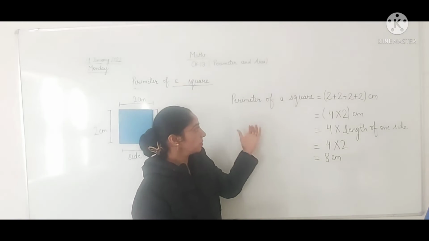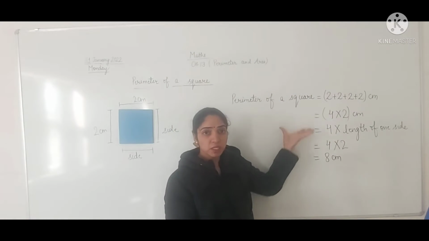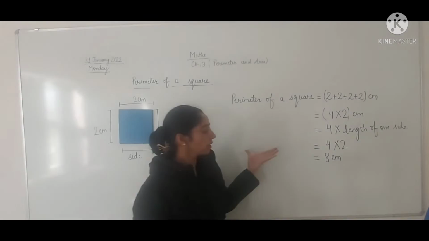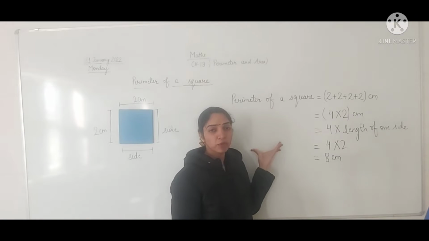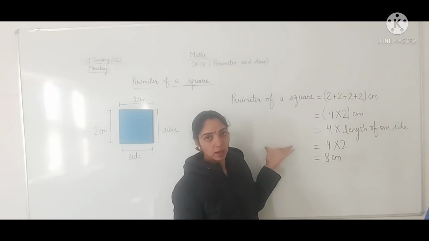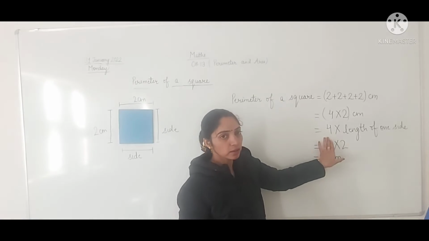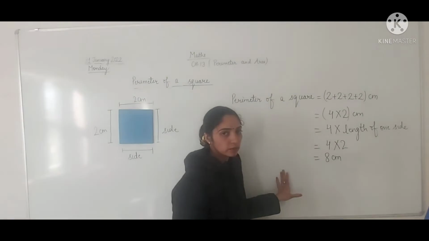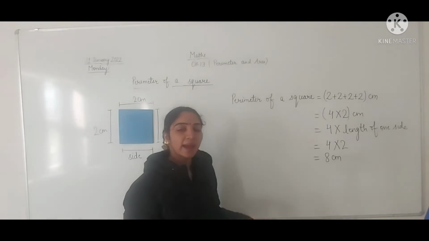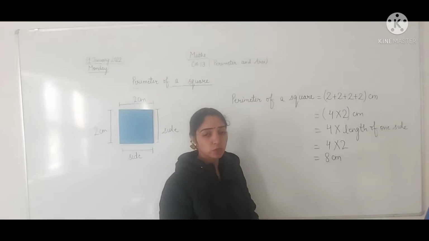And what is the perimeter of a square? We derive it from this formula. Yes, and what is the formula for the perimeter of a square? Yes, we derive it. And what is the perimeter of a square?